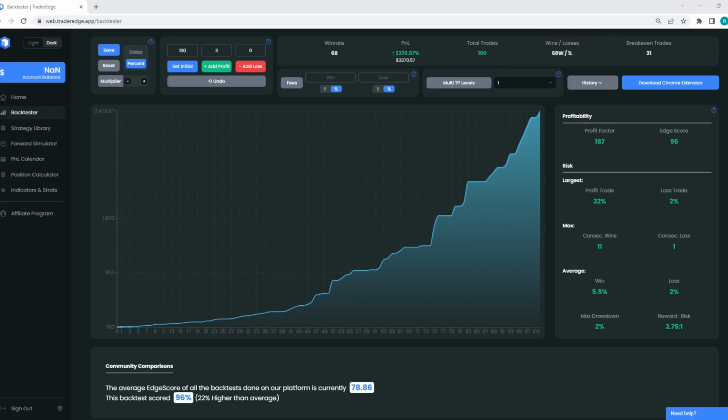And with the 68 winning trades, we got a total profit of 3,370% overall. Our largest profit trade was 32%, and our largest loss trade, which is this only loss trade at the beginning, is 2%. So our maximum drawdown is 2% as well. And our average risk reward ratio is 2.75 to 1, which is quite good, I think. And yeah, I would like to get your opinion now about this strategy.